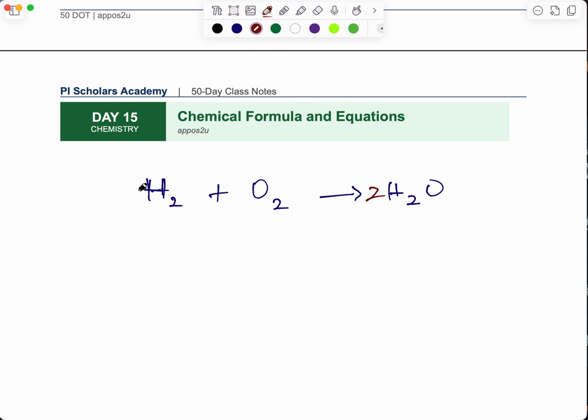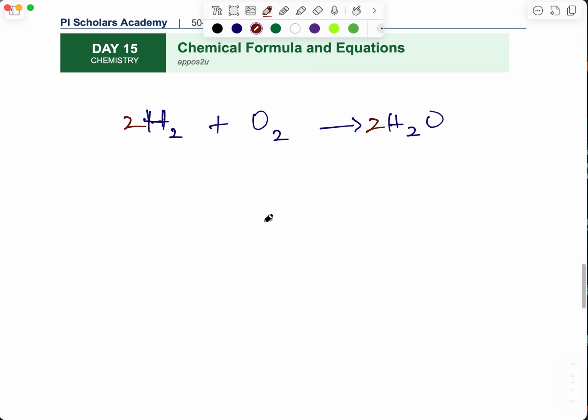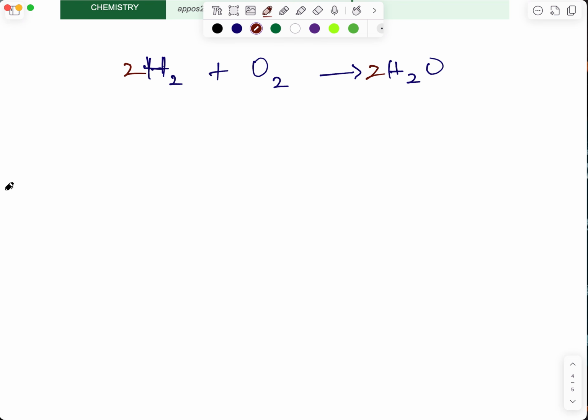What can I do again? I need to put a 2 here. So when I put 2 here, everything becomes balanced. So quickly, let's get into it. What if we have a difficult one? A difficult one such that it doesn't just really play out like that.